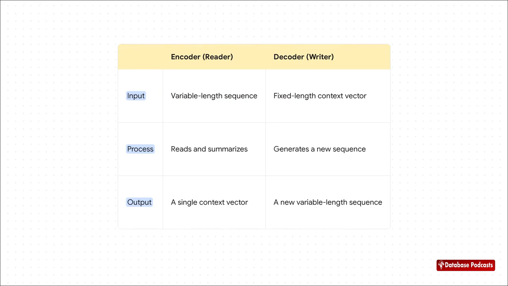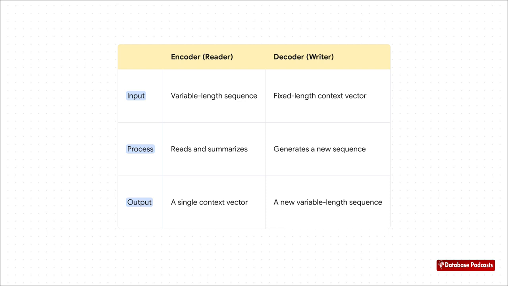So the big takeaway here is this really elegant two-step dance. The encoder, the reader, takes in a sentence of any length and boils it down to one fixed-size summary. Then the decoder, the writer, takes that one summary and generates a totally new sentence, which can also be any length it needs to be.